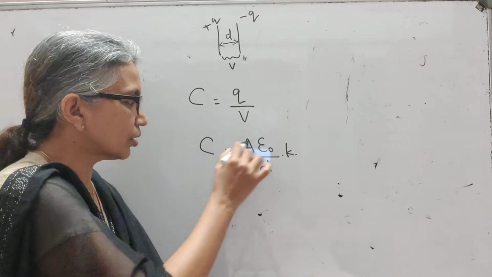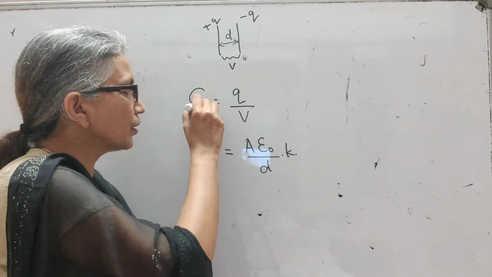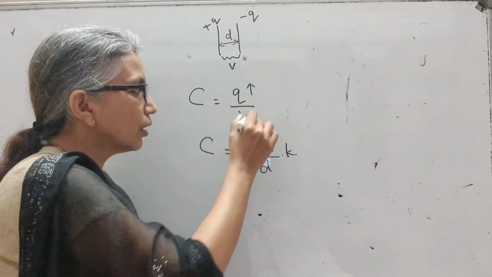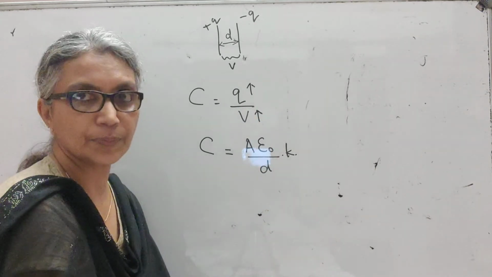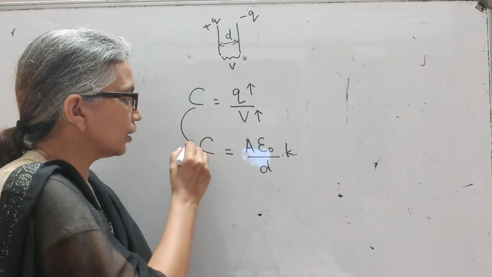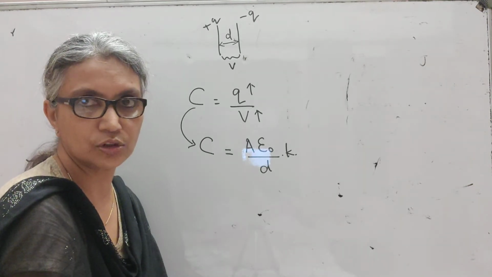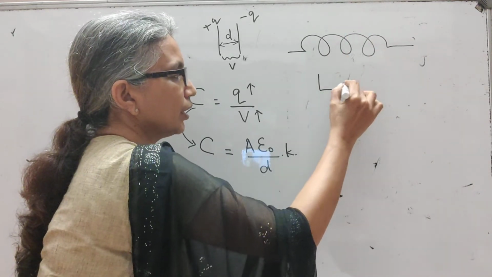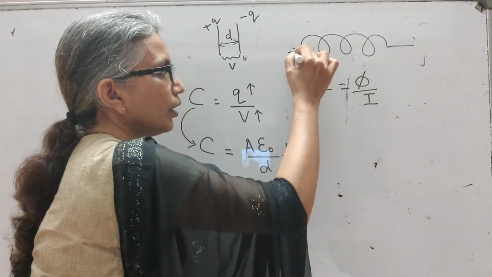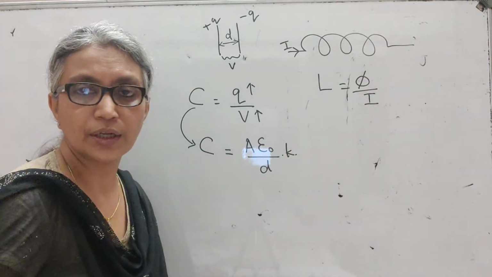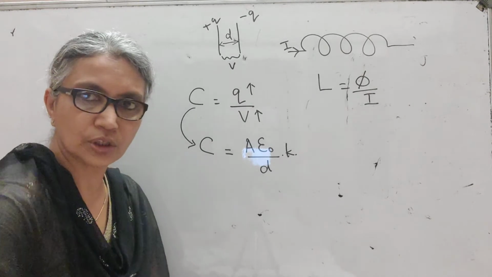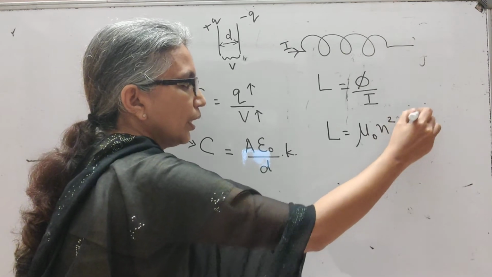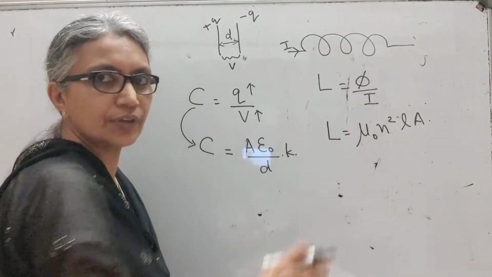So capacitance is a constant which depends on all this. Capacitance is Q by V, which means if you increase the charge on the capacitor, the voltage across the capacitor plates also will increase, keeping C a constant, which is A epsilon 0 by d into K. Similarly, in an inductor, L is equal to flux divided by I, where I is the current and flux is the total number of magnetic field lines passing through the coil. But L is decided by mu 0 n square lA, which is the characteristic of that coil.